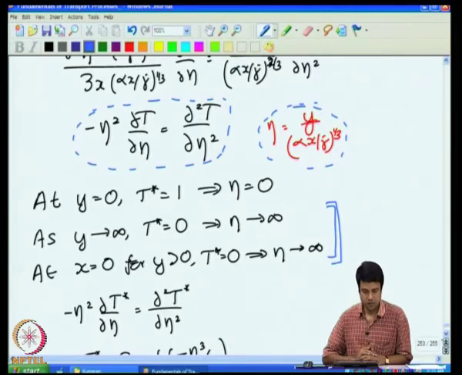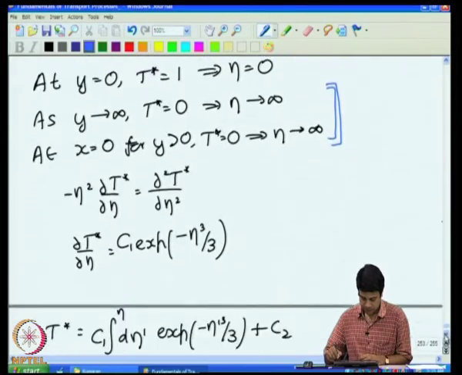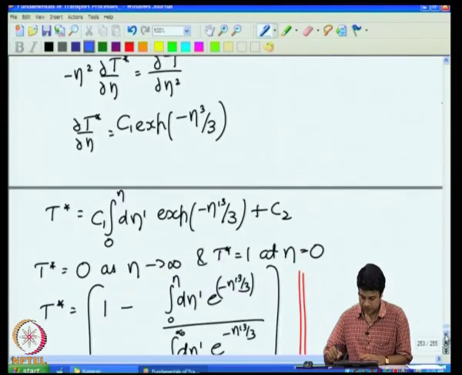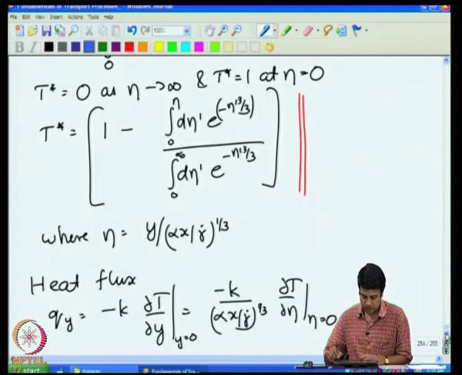That is consistent because I had reduced an initial first order equation in x and a second order equation in y to just a second order equation in eta. The original equation had two conditions in y and one in x, whereas the equation that results in terms of the similarity variable can have only two conditions, and these were the two conditions. We had solved this equation explicitly and got the temperature field.